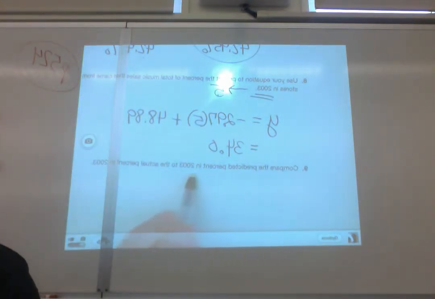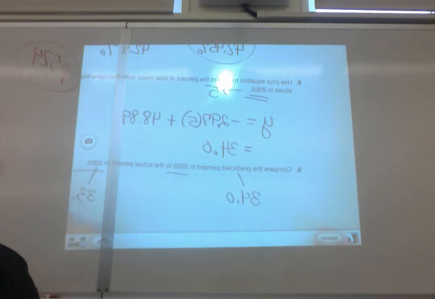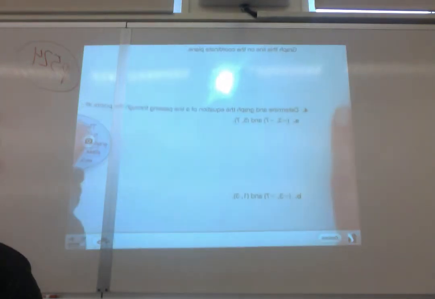Compare the predicted percent in 2003 to the actual. Predicted 34.0, actual 33.2. Okay, so again, pretty close, a tiny bit off. Flip the page.